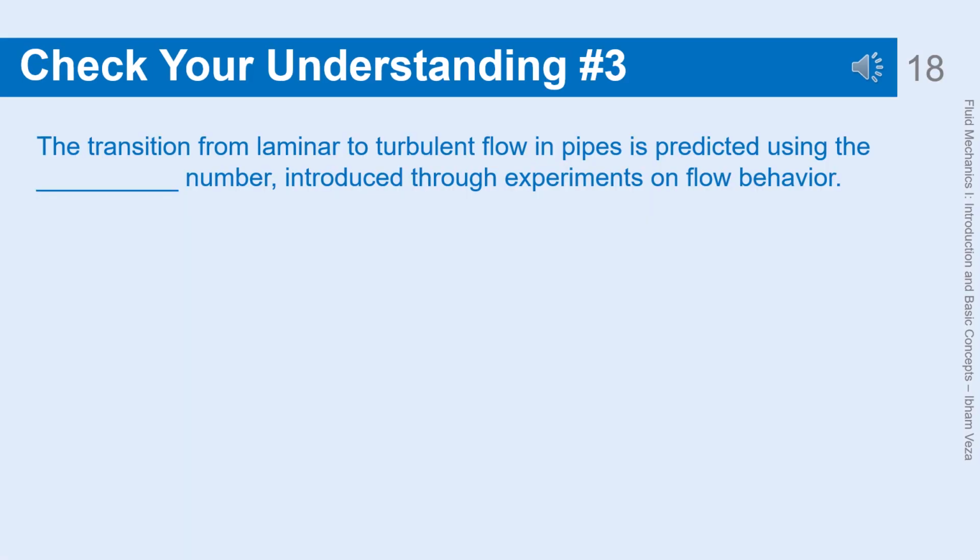Check your understanding. Number 3. This question emphasizes that the Reynolds number is used to predict the type of flow. This concept comes directly from experimental observation, not purely from theory. Understanding the Reynolds number is essential in almost all flow analyses. Without this parameter, flow classification becomes unclear. This question ensures the link between experiment and theory is well understood.